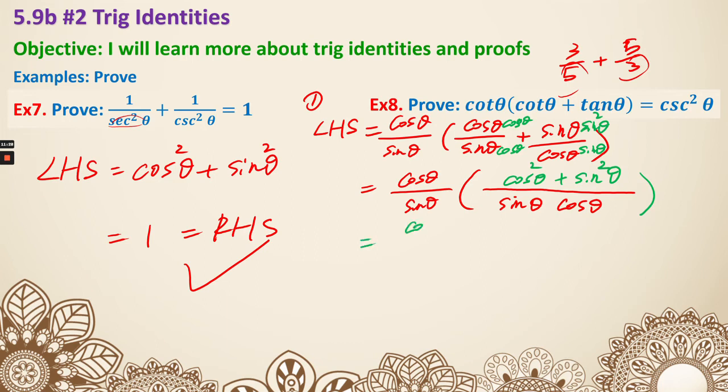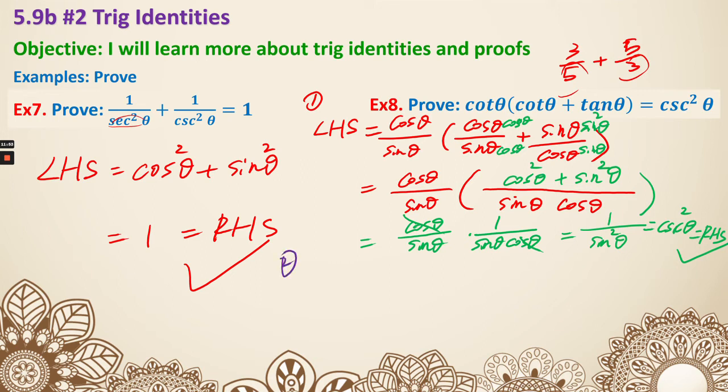So next, I have cosine over sine times 1 over sine cosine. My cosine would cancel, so I basically have a 1 over sine squared. That is cosecant squared. That is my right-hand side. And that's the first method. There are 2 more methods, but I'm just going to show 1 more. So let's have a look at another one.